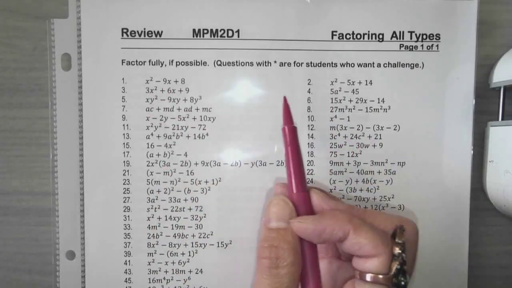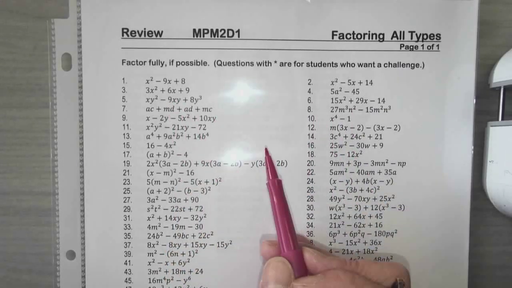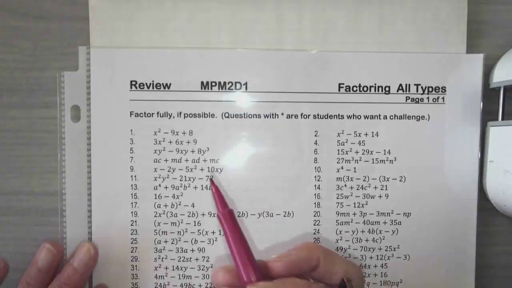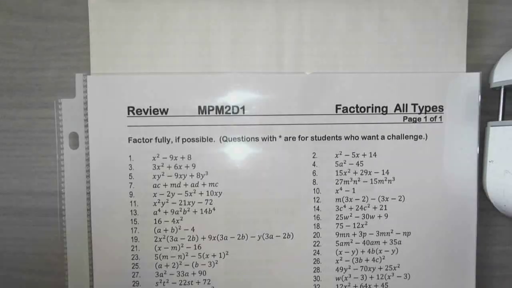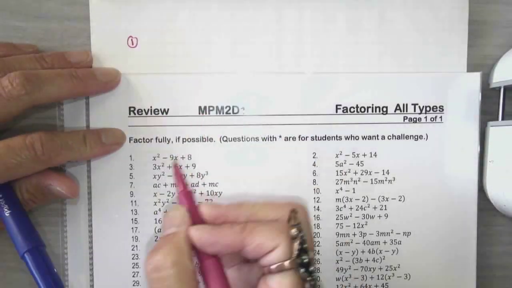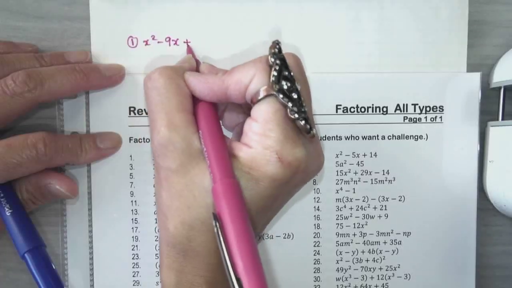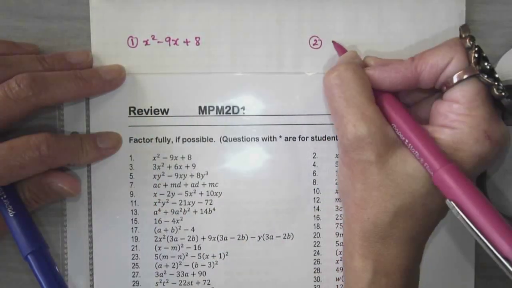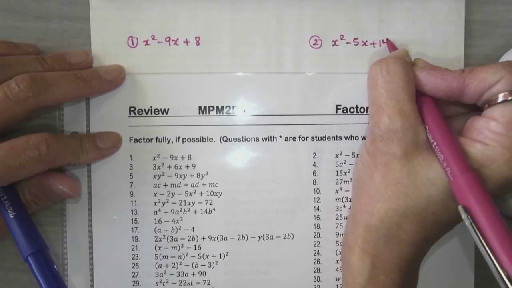So let's start with these 4, because I looked at those to compare. I'm going to answer them, and then we're going to look and compare the next set, and then do that again. So let's do this in bits. This first one here, I'm going to rewrite it, and I'm going to write it down here. So number 1 is x squared minus 9x plus 8. Okay, and then number 2, I'm going to do that one over here, x squared minus 5x plus 14.